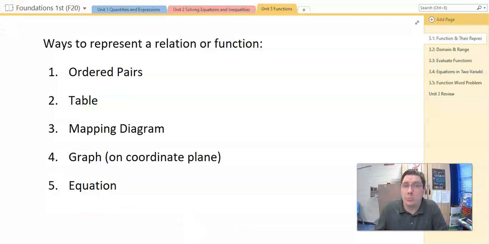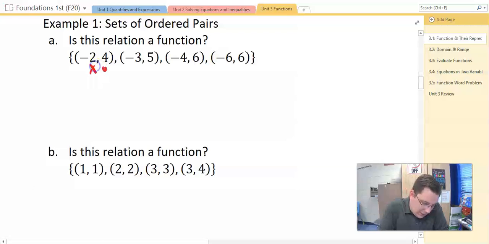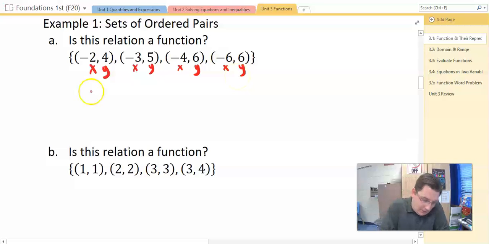So let's look at ordered pairs first. We have 2 examples here asking us, are these relations functions? When we look at ordered pairs, we're given the ordered pairs, and remember that the first of an ordered pair is always the x and then the y. So this is x and y and x and y and x and y. Is this relation a function? Let's go back to the definition. The definition said that every x can only have what? One y. Now, negative 2 has 4, right? Negative 3 has 5. Negative 4 has 6. And negative 6 has 6. Now, this is okay. This is a function.